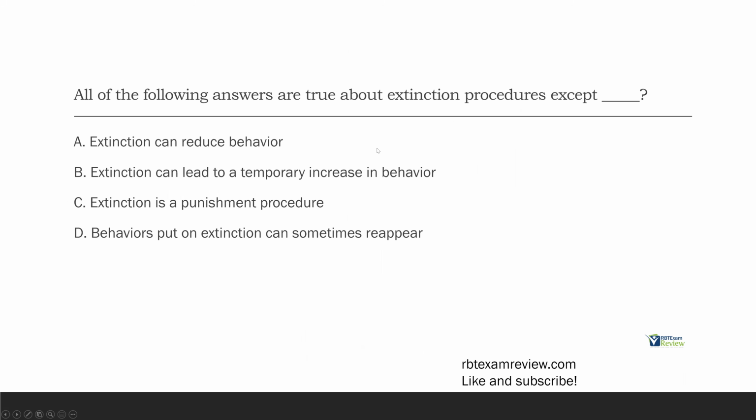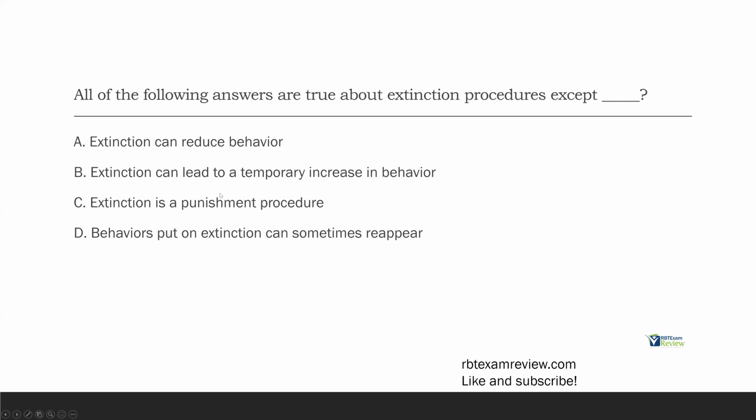We know extinction, you're withholding reinforcement for a previously reinforced behavior. We know extinction can lead to extinction burst, where behavior temporarily increases. We know extinction can cause spontaneous recovery, where that behavior sometimes comes back. We know extinction works to reduce the behavior. So we know these 4 things about extinction, which is going to help us, because what this question wants to know is which of these answers isn't true about extinction? Which of these answers doesn't fit into what we know about extinction?